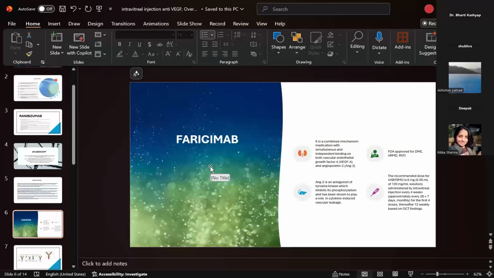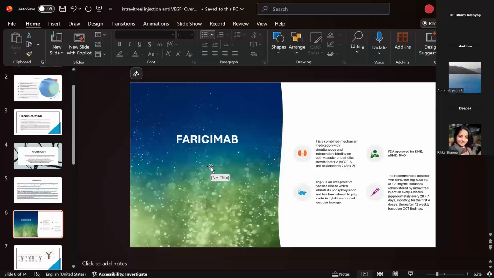It has been FDA approved for DME, nAMD, and RVOs. Angiopoietin 2 is an antagonist of tyrosine kinase. So once faricimab binds to the VEGF receptor, it even blocks the angiopoietin 2 action. What angiopoietin 2 does is that it causes phosphorylation and allows cytokine-induced vascular leakage. The recommended dose of Vabysmo is again 6 milligram in 0.05 ml, administered by intravitreal injection.